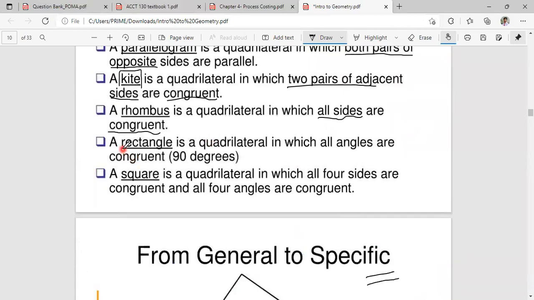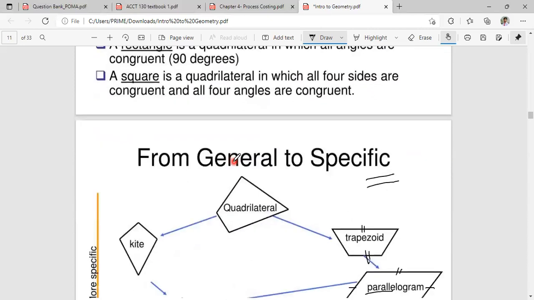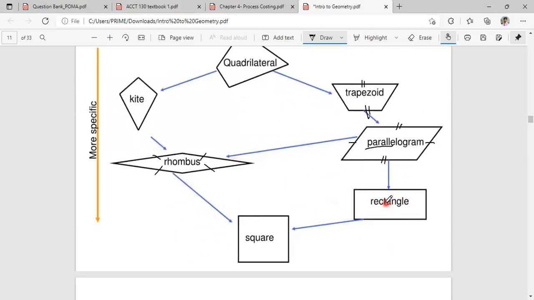Okay, so what is a rectangle? A rectangle is a quadrilateral in which all angles are congruent. If all the angles are congruent, each makes an angle of 90 degrees. Here I show you a rectangle. We have opposite parallel sides. You can see a vertical side and a horizontal side, and they make 90 degrees over here and also over here.